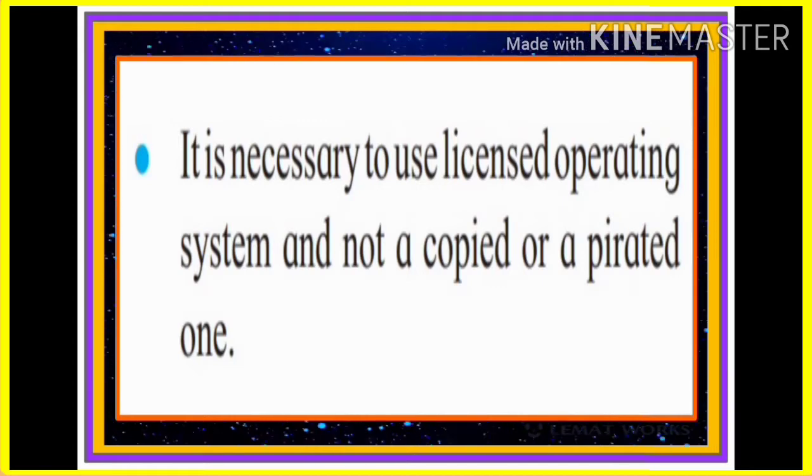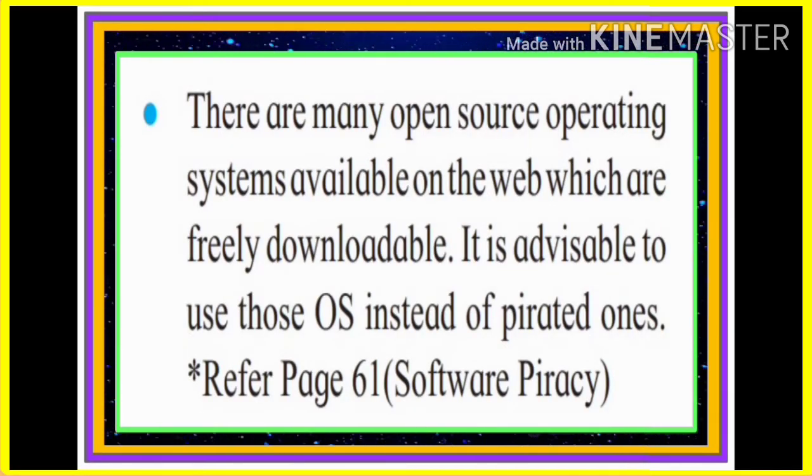It is necessary to use licensed operating system and not a copied or a pirated one. So, as a computer user, you should install only licensed operating system and other application software. Do not use copied or pirated software. There are many open source operating systems available on the web which are freely downloadable. It is advisable to use those operating systems instead of a pirated one. Always use licensed software. The only way to avoid software piracy is to use licensed software.